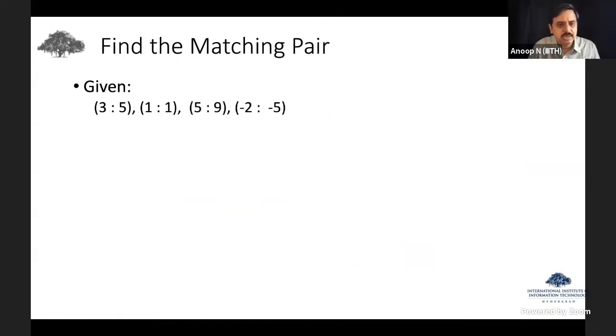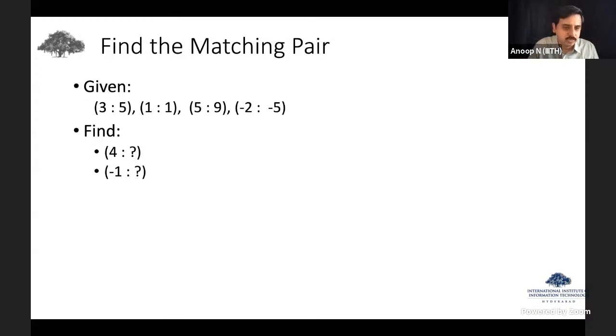Let's look at a very similar second problem. What you're given is a bunch of pairs of numbers: 3:5, 1:1, 5:9, -2 to -5. These mappings are given to you. Now the question is, what is 4 related to? Or what is -1 related to?